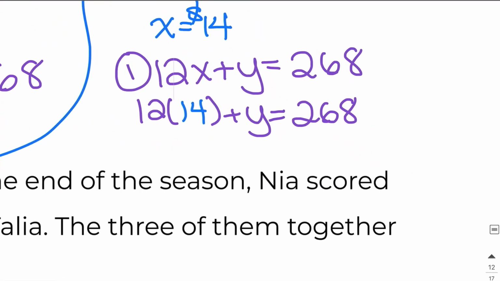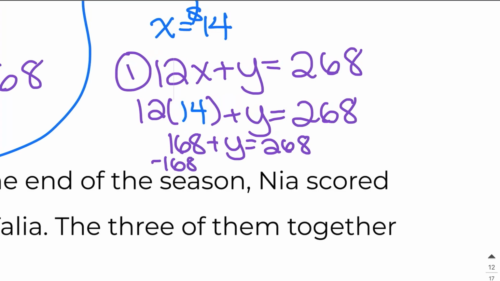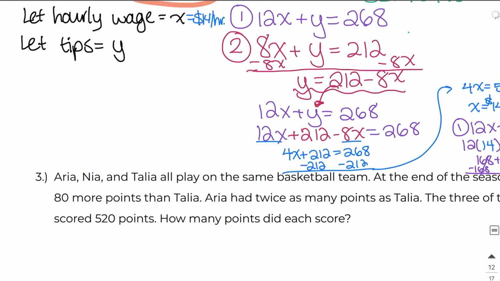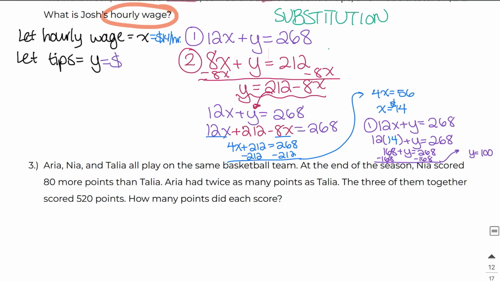So let's go ahead and multiply 12 by 14, and I get 168. So I get 168 plus y equals 268. Subtract the 168 from both sides, and I end up getting y equals 100. So here the tips would be $100, okay?